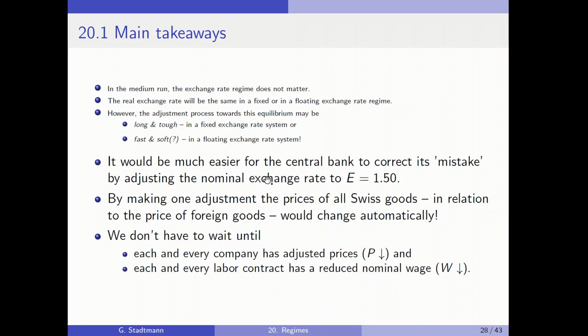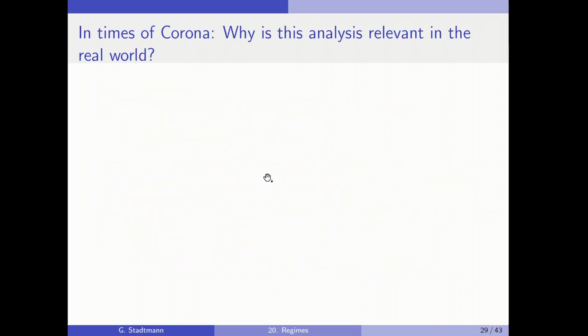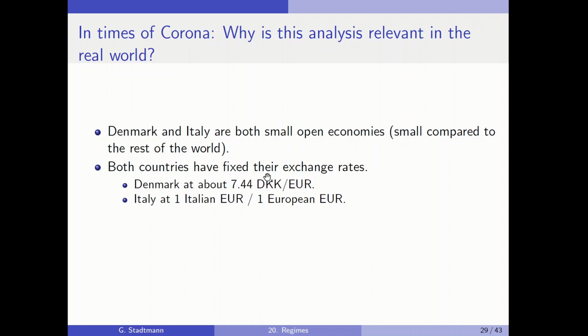In the following, we can elaborate a little bit on the question, like in times of Corona, why is this analysis relevant in the real world? Let's assume that we are looking at two countries, Denmark and Italy. They are both small open economies, of course small compared to the rest of the world. Both countries have fixed their exchange rates. Denmark has fixed the exchange rate at 7.44 Danish krona for 1 euro, and Italy has fixed the exchange rate at 1 Italian euro for 1 European euro.